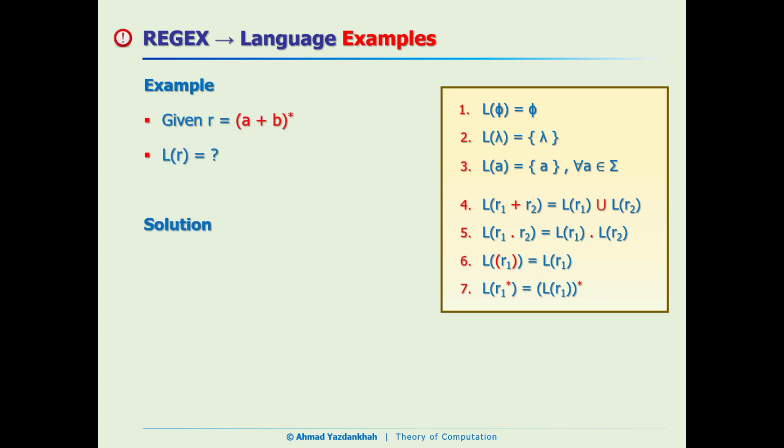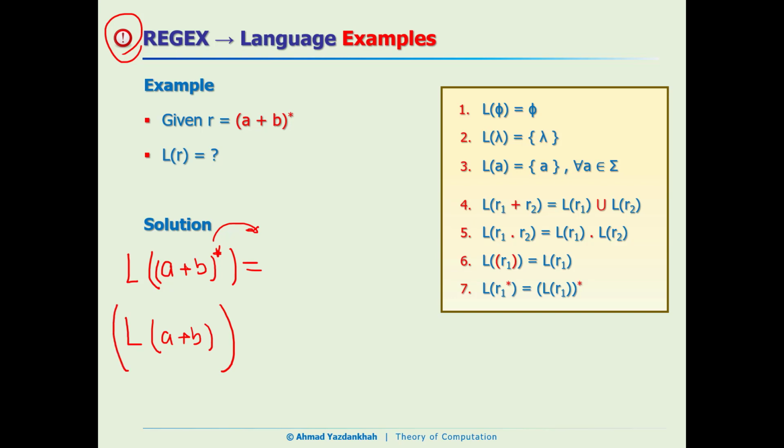How about this one? Oh, this is the good one, so that's why I put this here. All right, so let's calculate that. L of (A plus B) star: first we need to move this star outside of the parentheses. It will be L of A plus B, then a star here. Okay, and how about this guy?